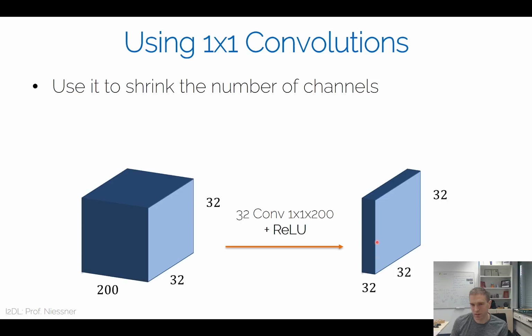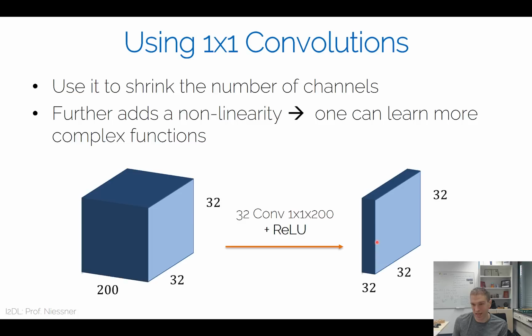The second thing it does is add nonlinearity, so you can add more complicated functions. But that's not the main reason why people use it. The main reason is literally to shrink the stuff down. And we'll talk about this in a second, but for a couple of types of architectures, you need one-by-one convolutions.